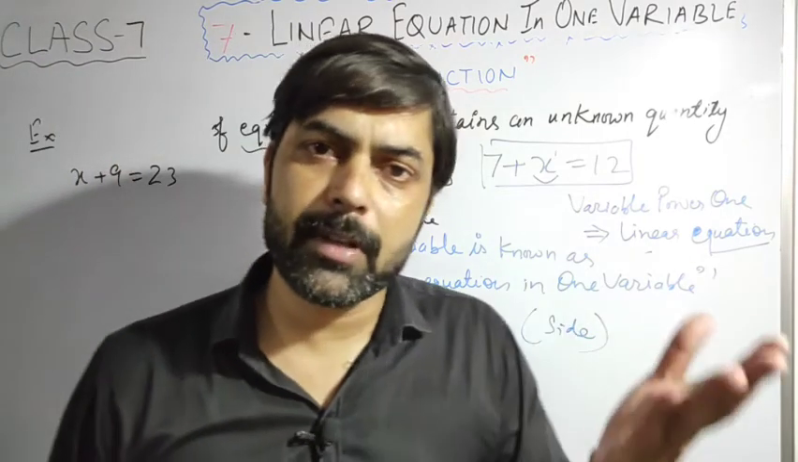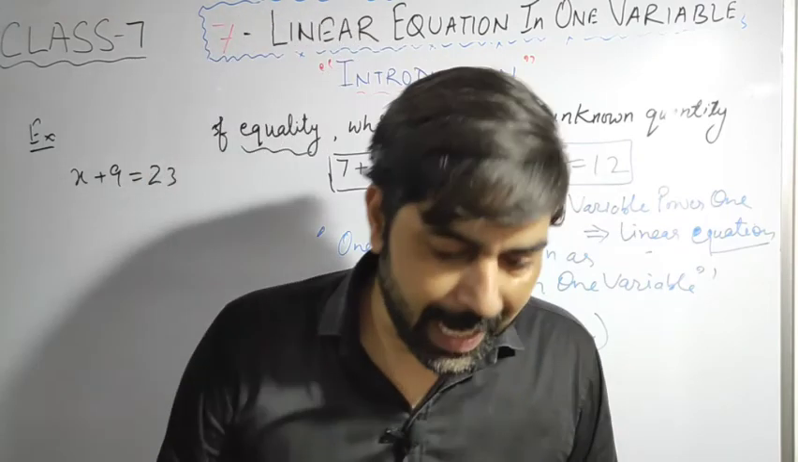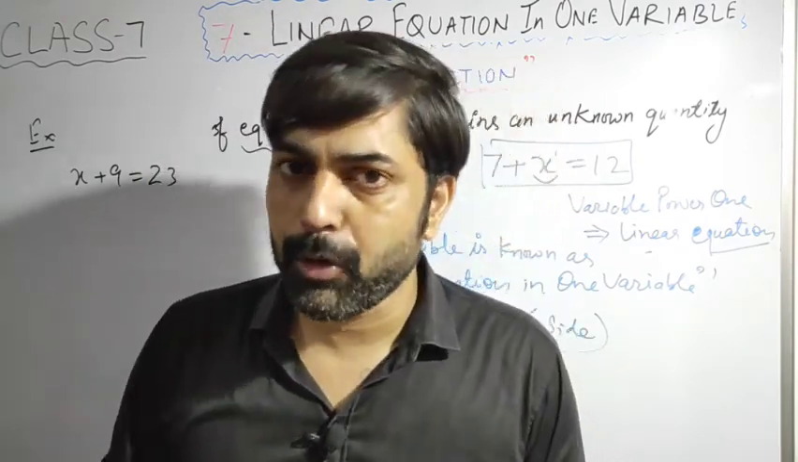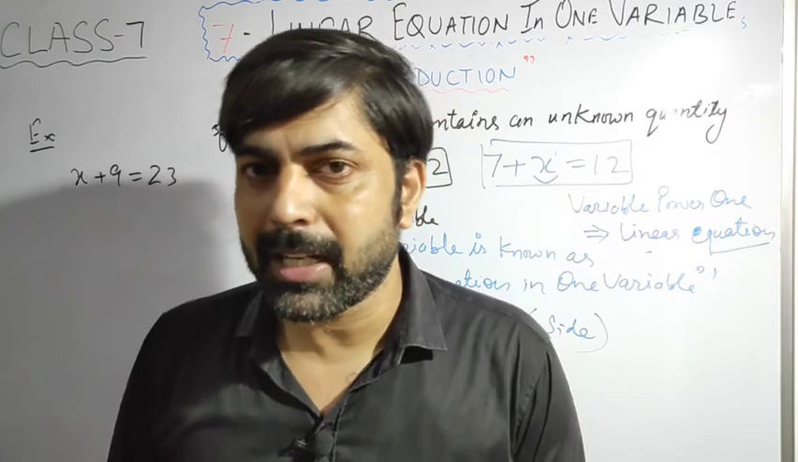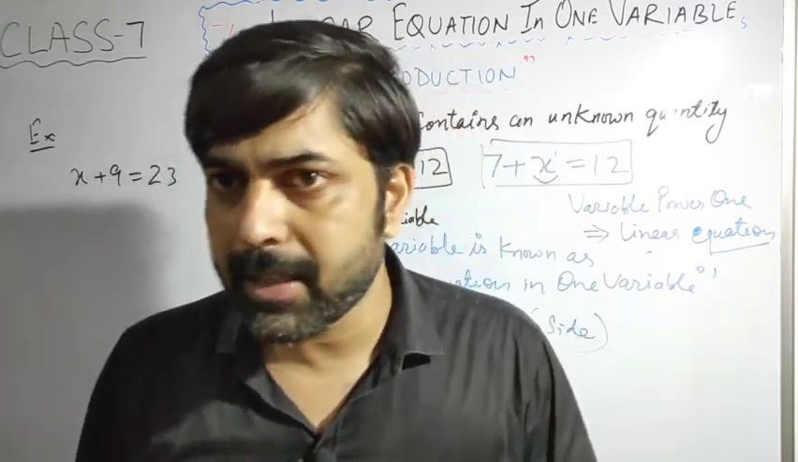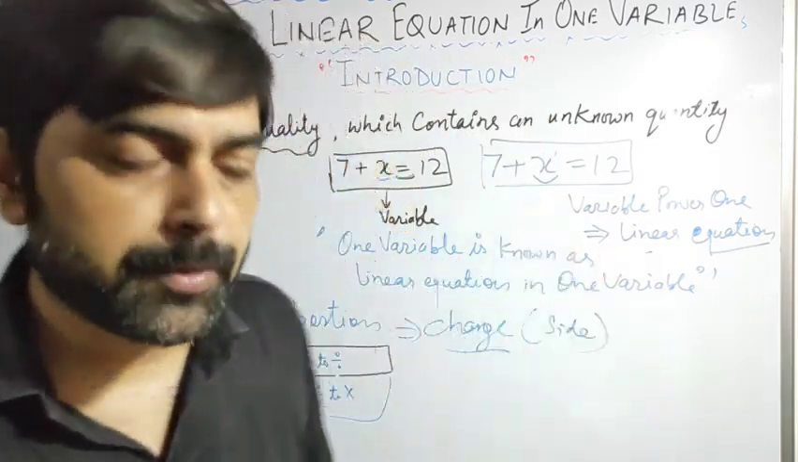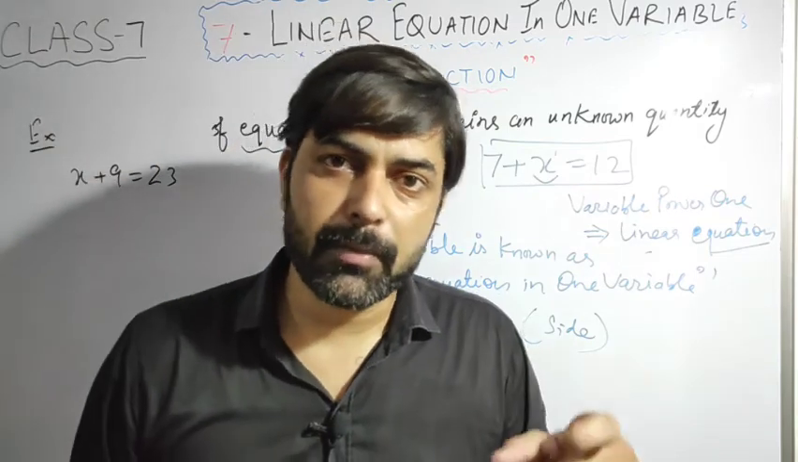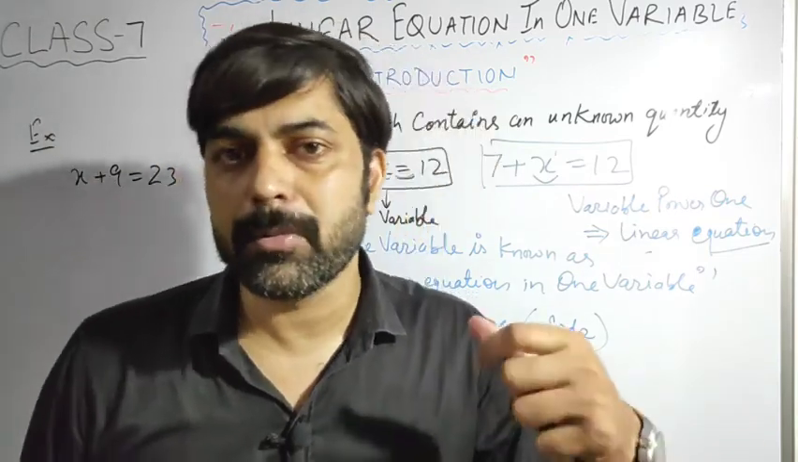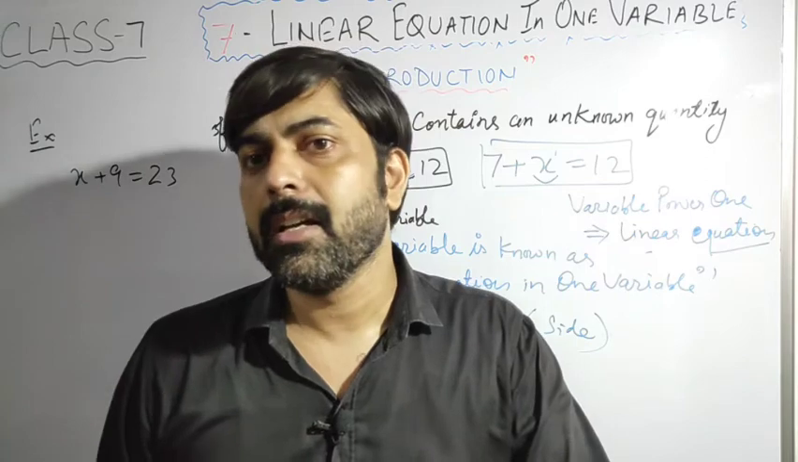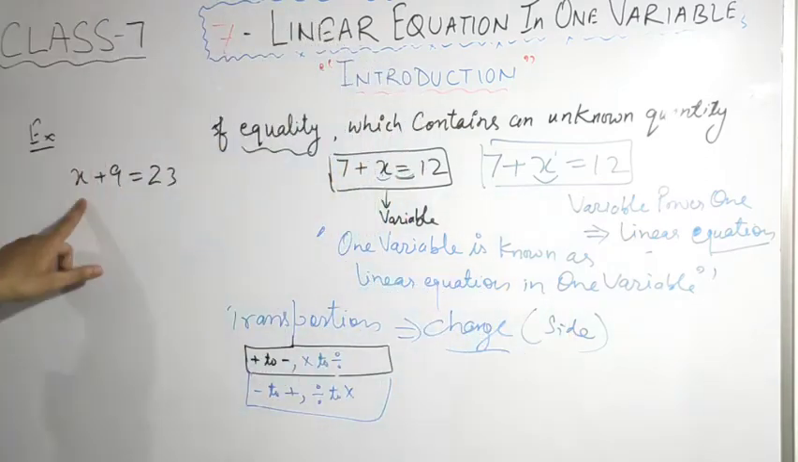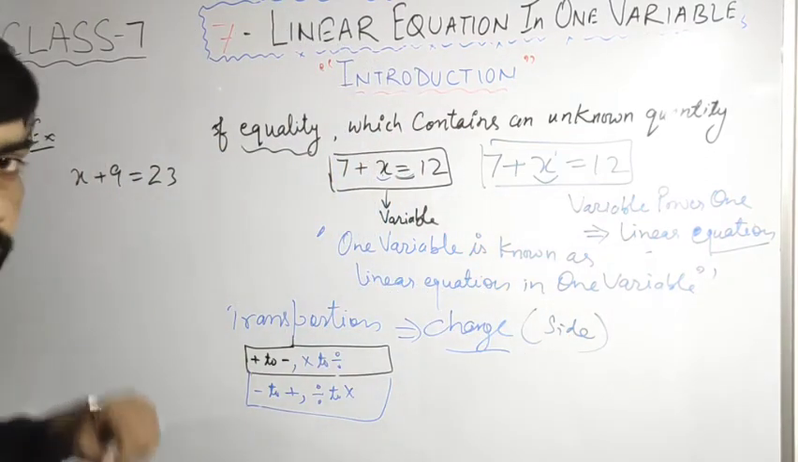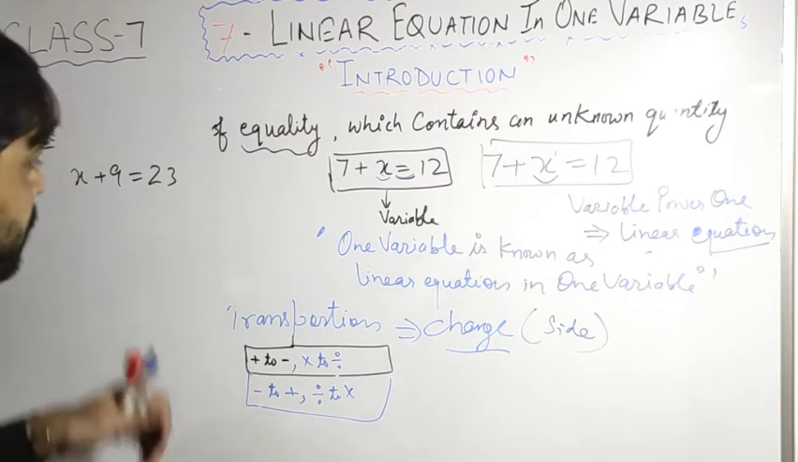And how can we solve by the inverse method? You know that we add the same number on both sides, or subtract the same number on both sides, or divide or multiply by the same number on both sides. In that, we either add the same numbers or subtract, as the question requires. So what is given here? x plus 9 is equal to 23.